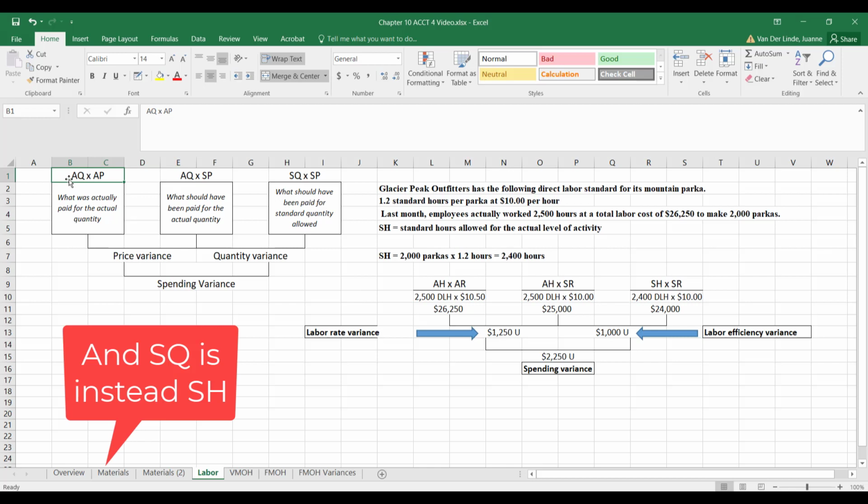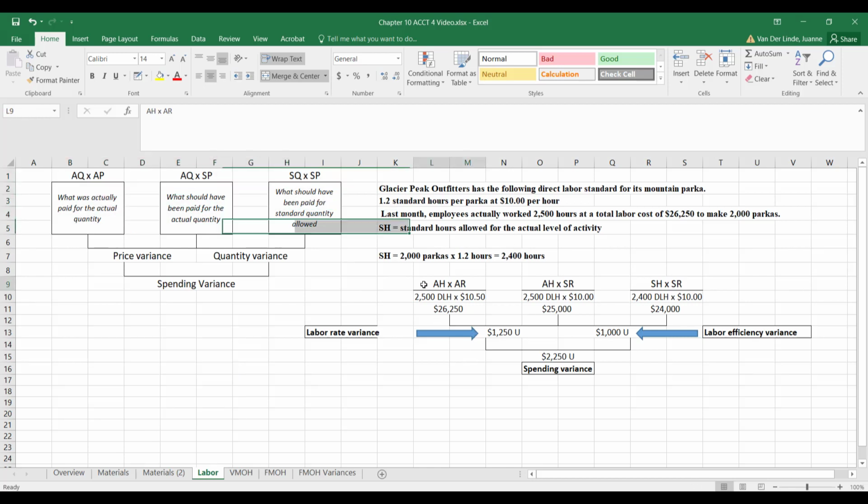But again, you can use these regular ones that we did. No problem with that. But just so you know, when you see this, it's referring to the same thing. We've just plugged in the word hours for quantity and the word rate for price instead. Okay, we're still working on Glacier Peak Outfitters, and it has the following direct labor standard for its mountain parka. So 1.2 standard hours per parka at $10 per hour.